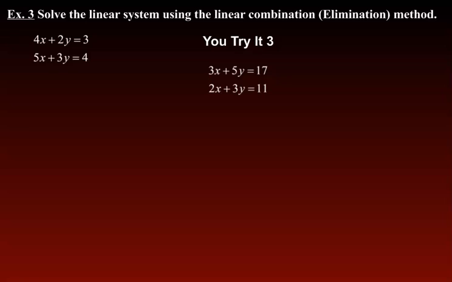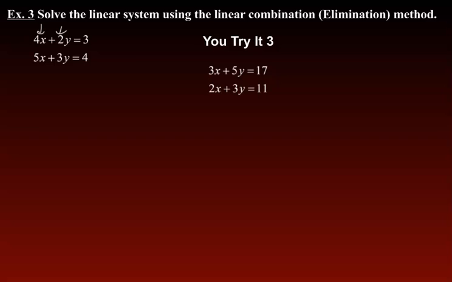Example 3 says solve the linear system using the linear combinations or elimination method. So in the last example, we learned that we had to multiply an equation so that when we add the two equations together, something cancels. So if we look this time, neither one of my equations has a positive and a negative, so I know I'm going to have to multiply by a negative this time.